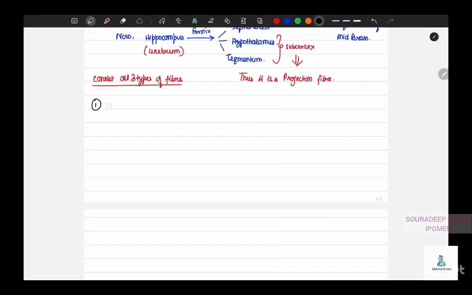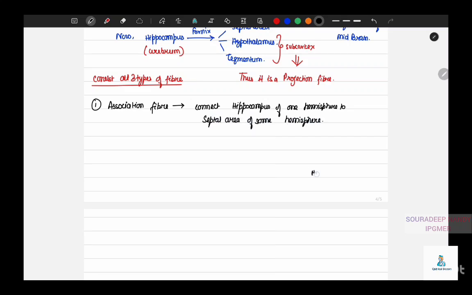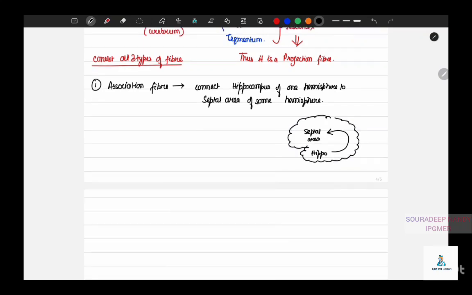Now coming to the other fibers of fornix, that is the association fiber. So why is it the association fiber? Because it connects the hippocampus of one hemisphere to the septal area of the same hemisphere. So it connects one region of the brain to another region of the same hemisphere. That's why it is an association fiber. Second, as I have discussed earlier, it is a projection fiber because it connects the hippocampus, which is the cortical area, to the hypothalamus and tegmentum, which is the subcortical area. So it is a projection fiber.